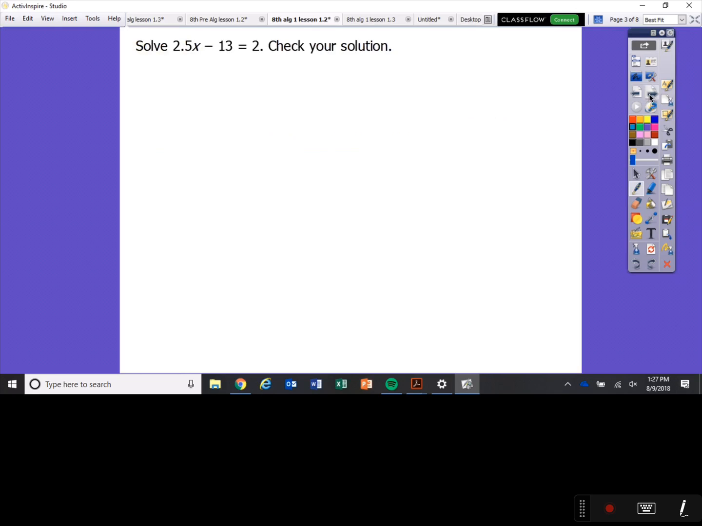Okay, so I want you to write down this equation first. You don't have to write the solve and check your solution. 2.5x minus 13 equals 2.